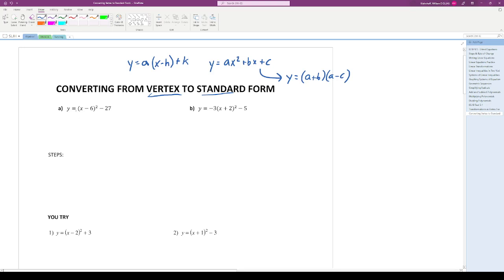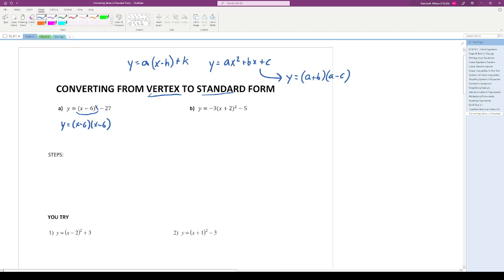So to start off, we have this equation in vertex form, and we want to turn it into standard. So to do that, we have to get rid of this x minus 6 squared thing. And we're going to do that by getting rid of the square and rewriting it as x minus 6 times x minus 6. The reason for that is we don't want to forget about our middle term that we're going to get that has x's.